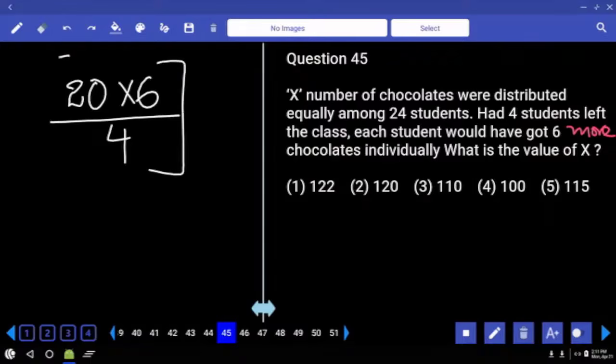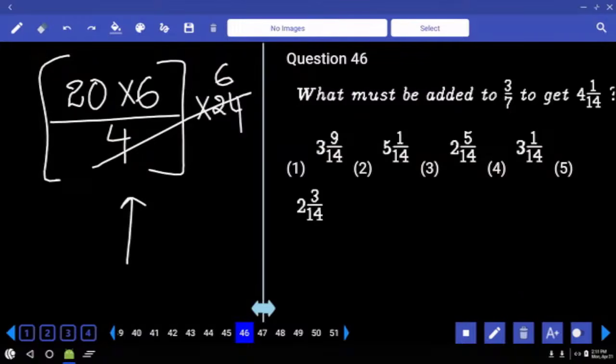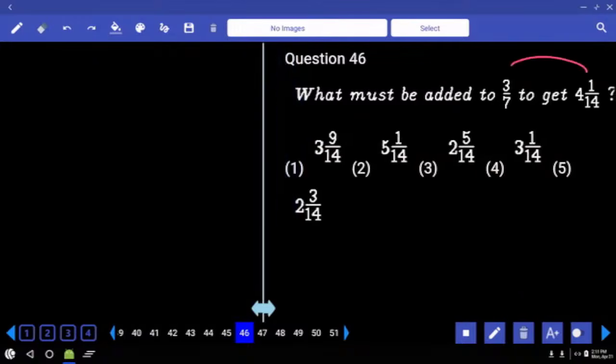Now how many students are there? Actually 24. Number of chocolates per head into total number of students. This will give you final answer. If you have a word called more. Okay now. What must be added? You are just asked to calculate difference.